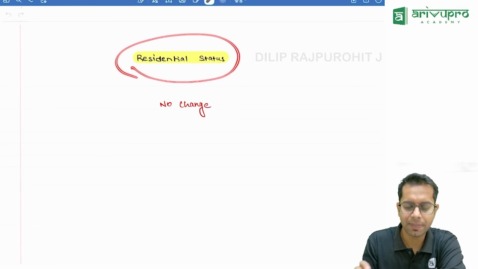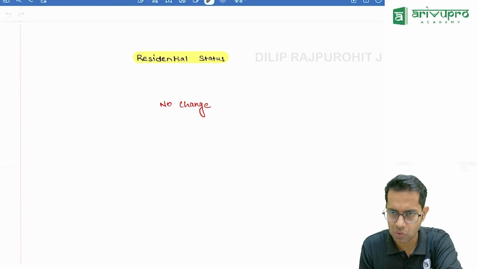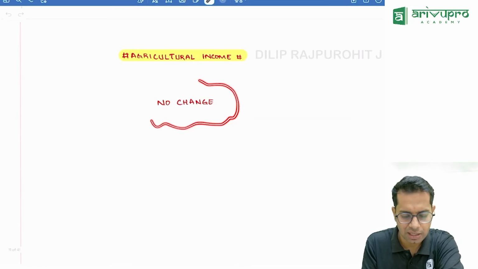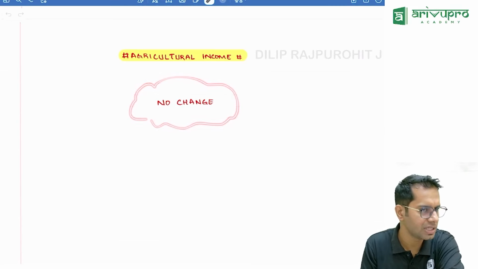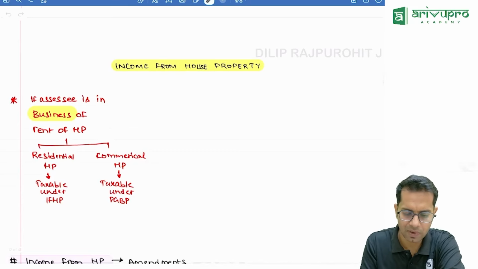Now under the chapter residential status, do I have any amendments, sir? Under the chapter residential status, you don't have any amendment. There are no changes. Then, sir, what about agricultural income? Do I have any amendment or changes in agricultural income? Answer is no. So everything is the same, normal only.